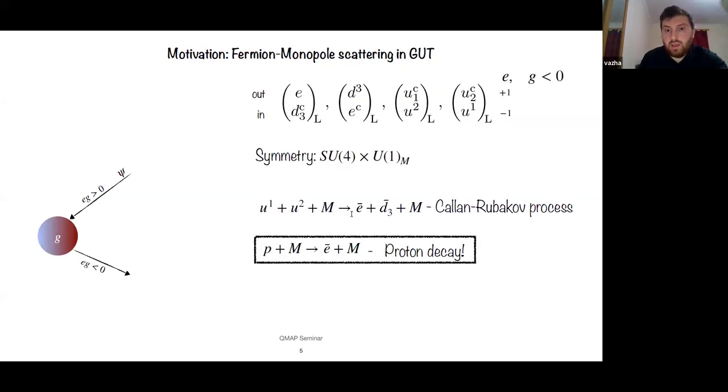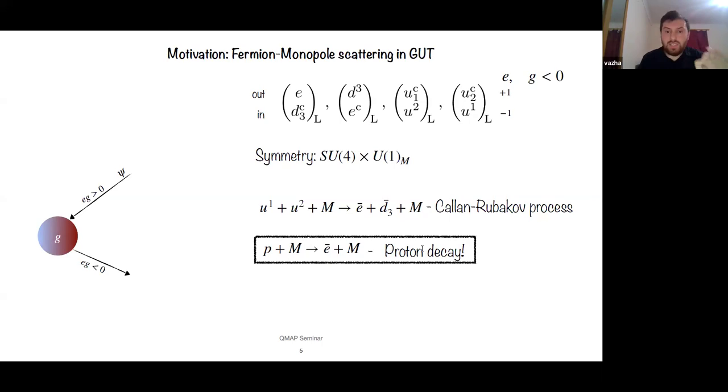For example, if I ask the following question, let's take two doublets, lower components of two doublets, and scatter on the magnetic monopole. Then I can go ahead and write down conservation of U1M plus Cartan of SO4, and this will determine uniquely the final state. And this final state will be E bar plus D3 bar.